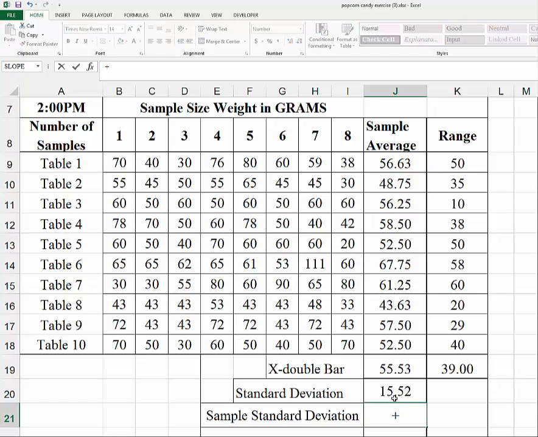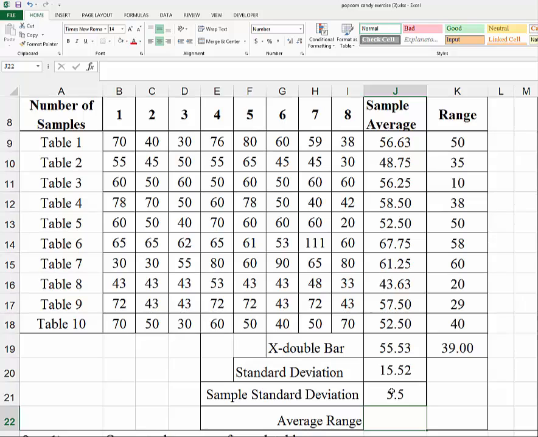So we're going to open up a formula here where we take 15.522, so I just clicked on the box. We're going to divide by open parentheses SQRT open parentheses 8, because that's our sample size, and then we'll close up our parentheses for our denominator, and we'll go ahead and round that to 2 decimal places. So this is actually the number that we're going to use in our calculation for the upper and lower control limit.